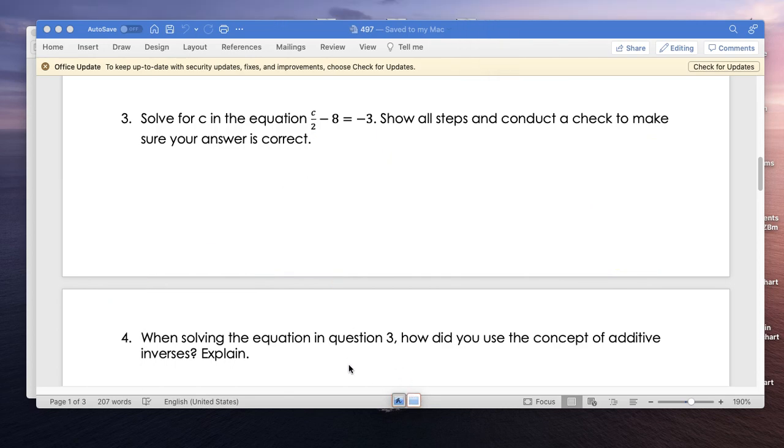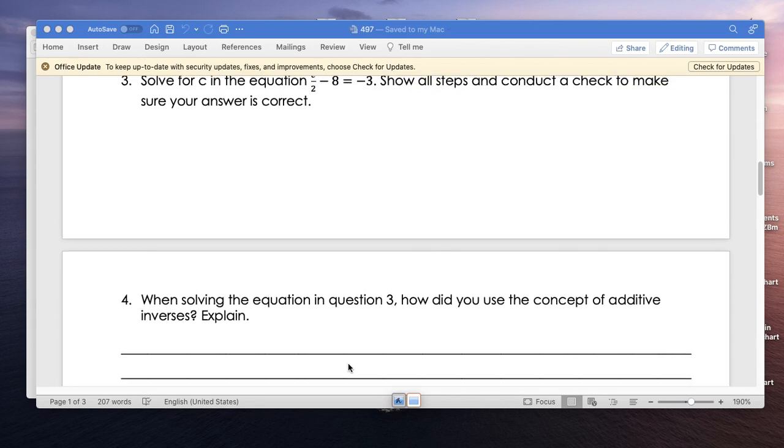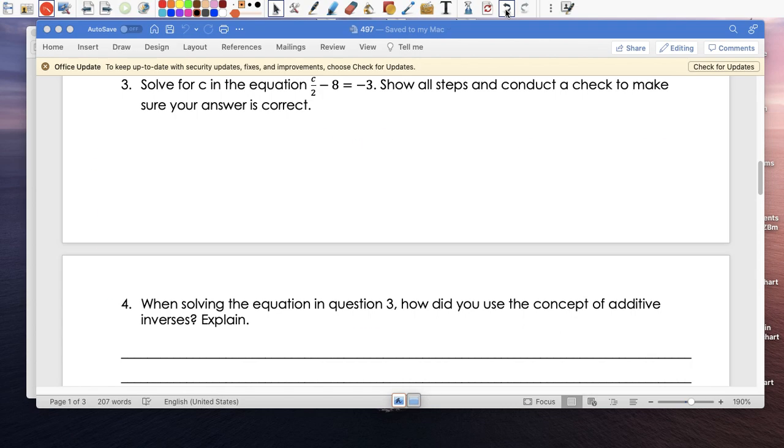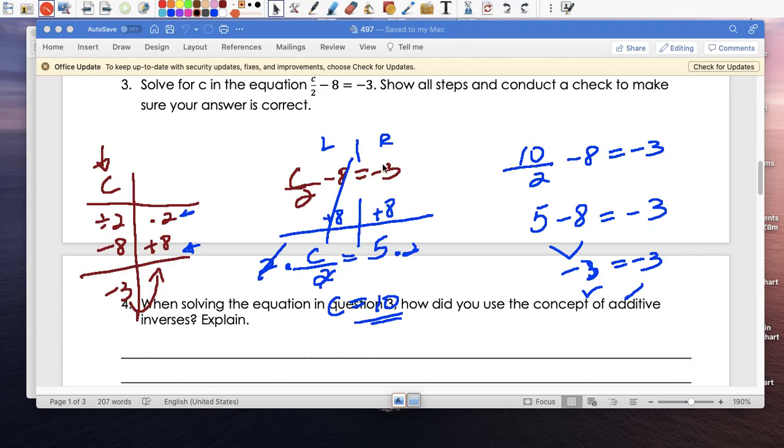When solving the equation in question 3, how did you use the concept of additive inverse? So let me go back to the picture. Right, I use the concept of additive inverse over here. The additive inverse of negative 8 is plus 8, and I use the concept of additive inverse to get rid of the minus 8, thus getting closer to isolating c.